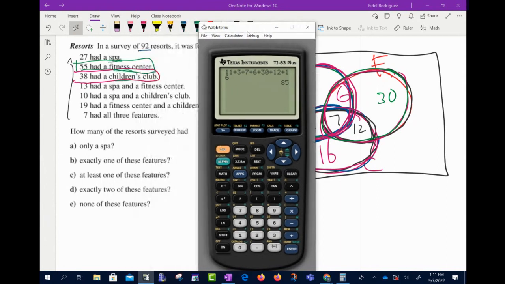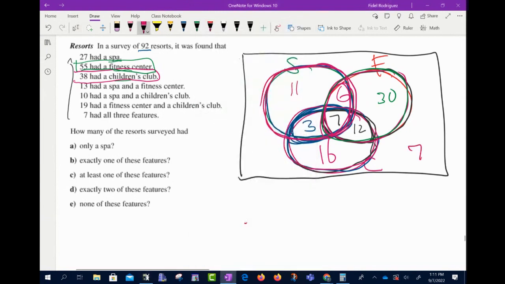Look, we got 85, right? But the total number was how much? 92. So let's go 92, very good. Minus 85 was how much? 7, right? Okay, so that 7, y'all, is just going to go somewhere over there. Okay, now that we did that part, it's easy for me to answer the questions.